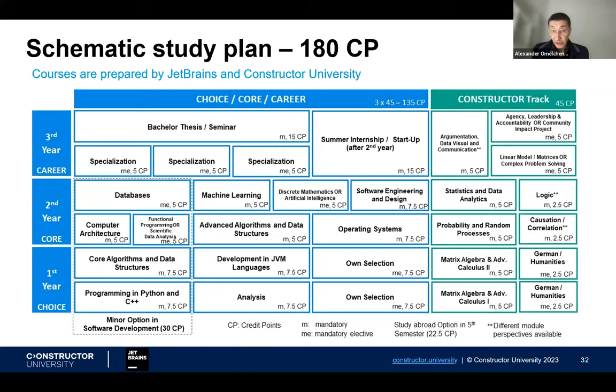We've got several other very important topics like complex problem solving, leadership, agile, maybe soft skills. It's really important for those who are going to work in modern IT companies. They need such soft skills. Plus, we've got logic, causation, correlation.